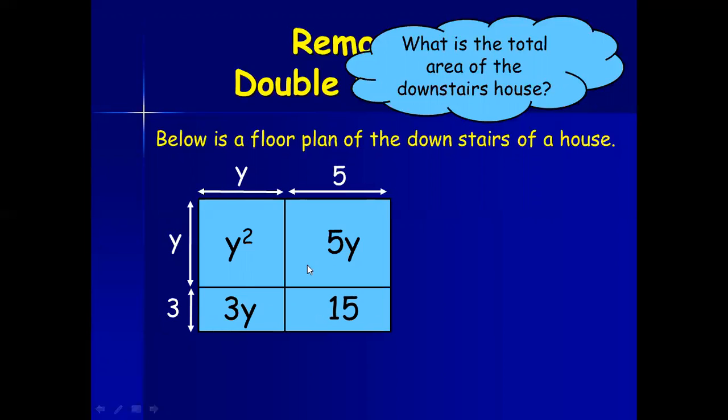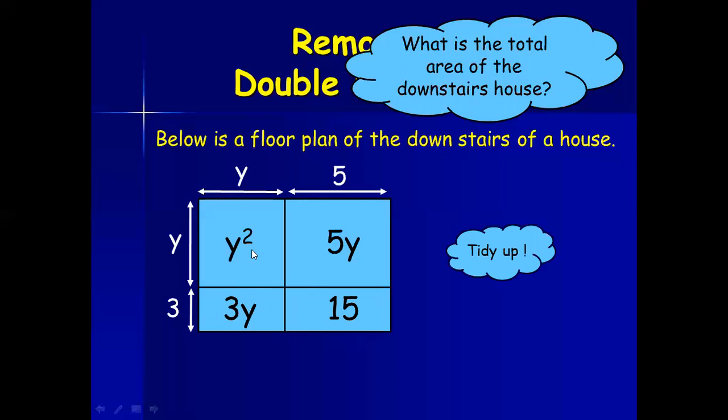So as if I have a big rectangle here, I've divided it into 4 small rectangles. Each rectangle or square has a different area. The first one is y power 2, and then 5y, and then 3y, and then 15. So I need to add them all together. To add them, I need to know where the like terms are.